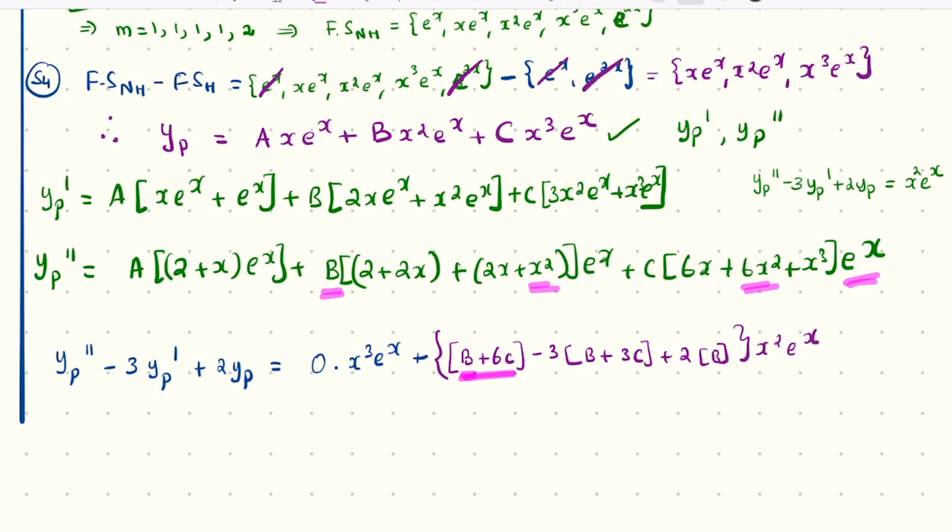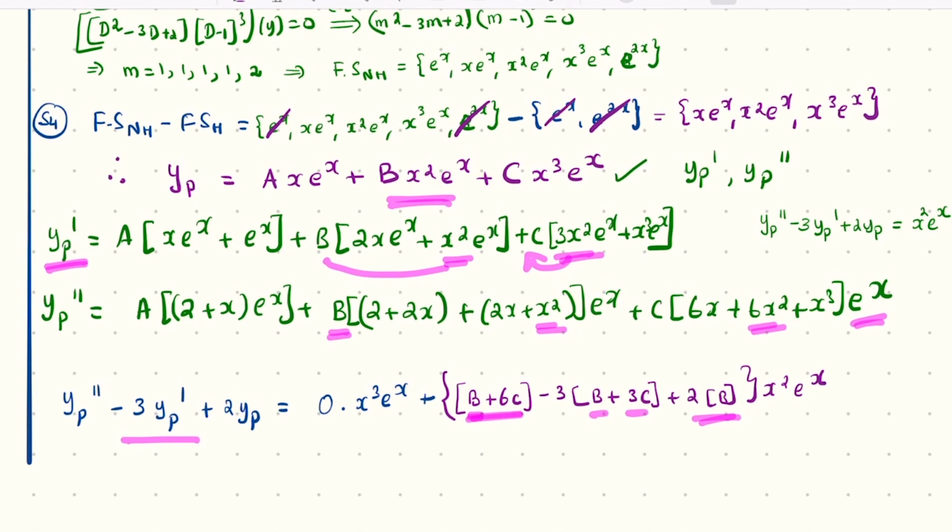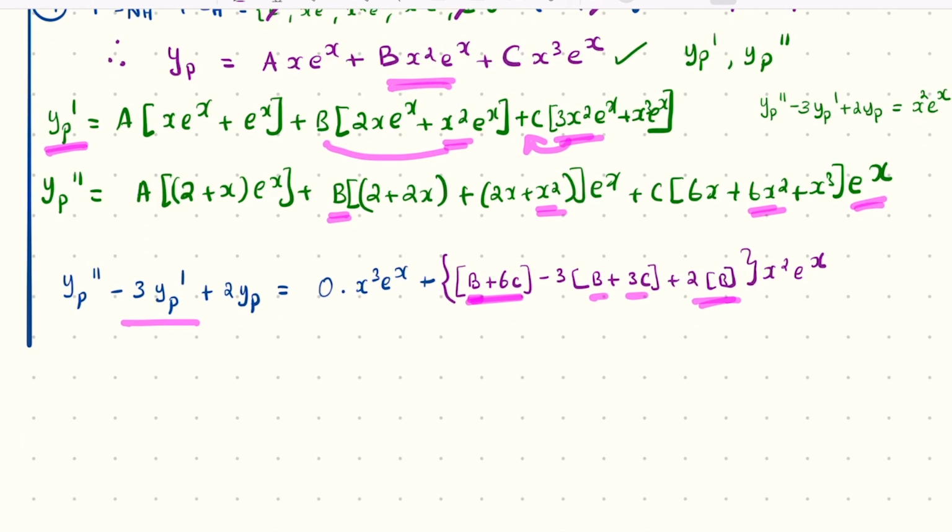Minus 3 times, because it's minus 3 times the yp prime. What kind of x squared do I have? I have one x squared here, I have another x squared there. So this is 3b, right? Minus 3b plus 3c, that's a 3c right there. And then if you take a look at the yp, I have 1 x squared term, so this plus 2 times the b, right? That's how I got it. So similarly, if you do all that, you're going to have the following.